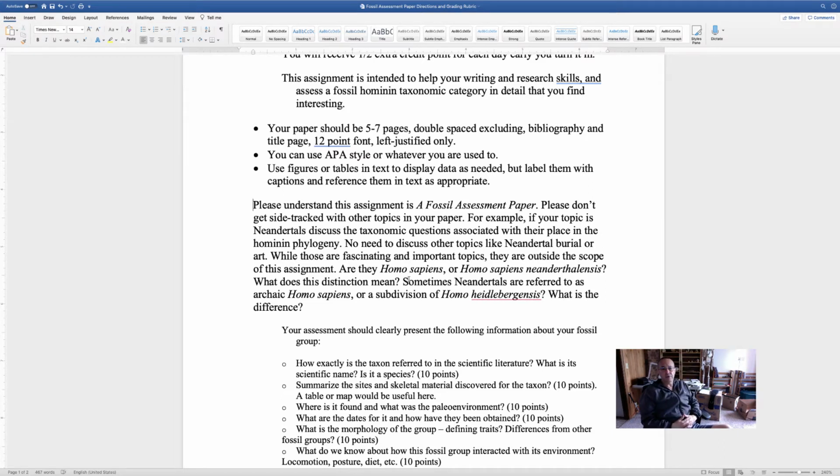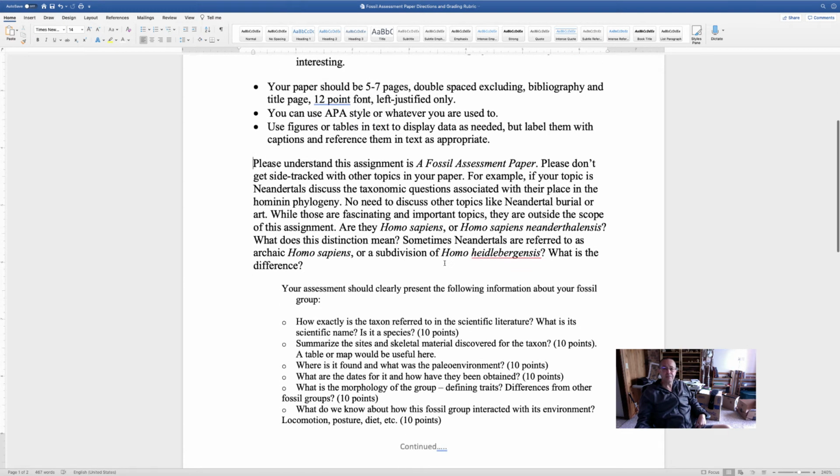For example, some of you are writing about Neanderthals, well, tell me about the taxonomic questions associated with their place in the hominid phylogeny. Are they the same species as us? Are they a subspecies? Some people call them archaic Homo sapiens. What does that mean exactly? Or Homo heidelbergensis? So we want to talk about taxonomy here and not get sidetracked.